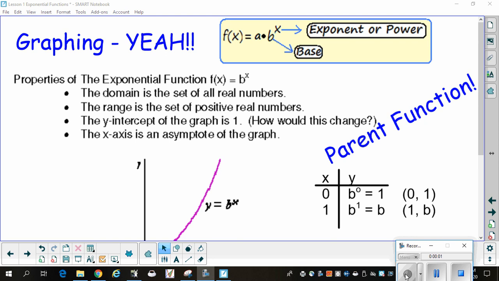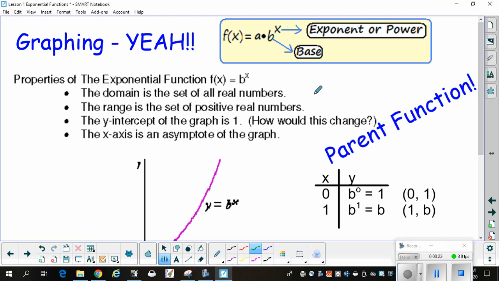For the second part of this lesson, graphing exponential functions. First off, let's take a look at the properties of the basic exponential function, any base raised to the x. Essentially, we have f of x is equal to a times b raised to the x, where b is the base, x is the exponent.